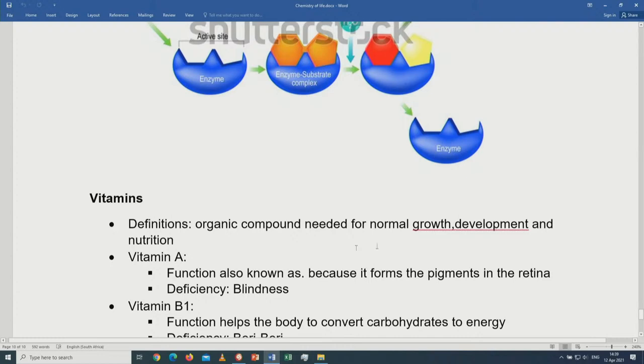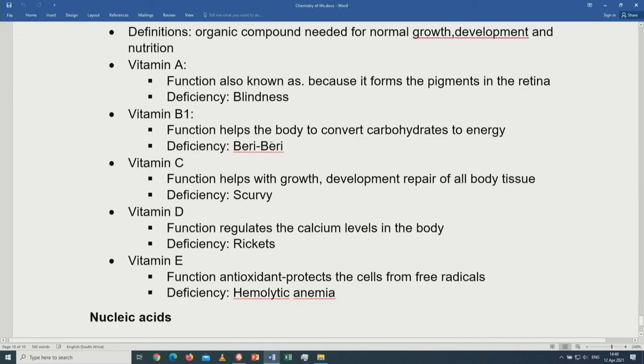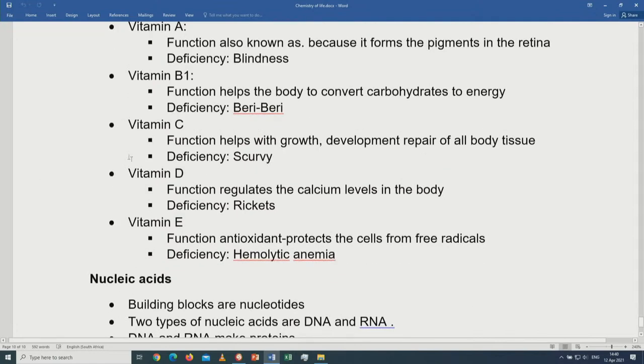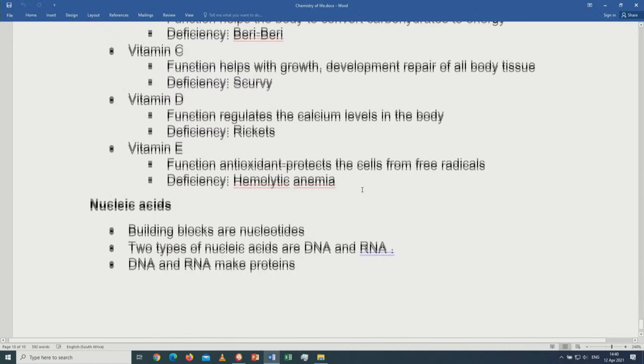Coming to the vitamins, they are needed for normal growth and development. Types of vitamins: we have A, which forms pigments in our retina. Deficiency causes blindness. Vitamin B1 converts carbohydrates to energy. Deficiency is beriberi. Vitamin C plays a role in growth, development, and repair of our body tissues. Deficiency is scurvy. Vitamin D regulates calcium level in the body. Deficiency is rickets. Vitamin E plays a role as an antioxidant, meaning that it destroys the bad chemicals in our cells.